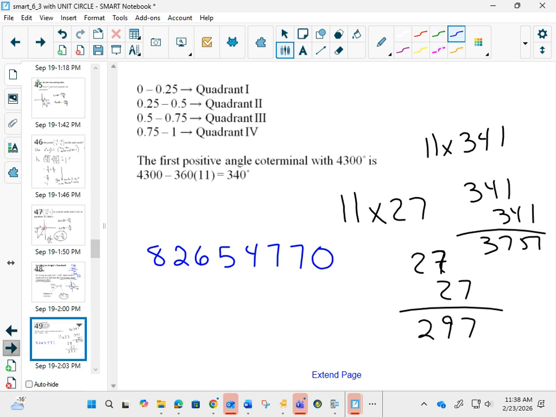I'm going to go with 0. Take that number. Does it divide perfectly by 11? Someone have a calculator? Does it work? Yes! Perfect.